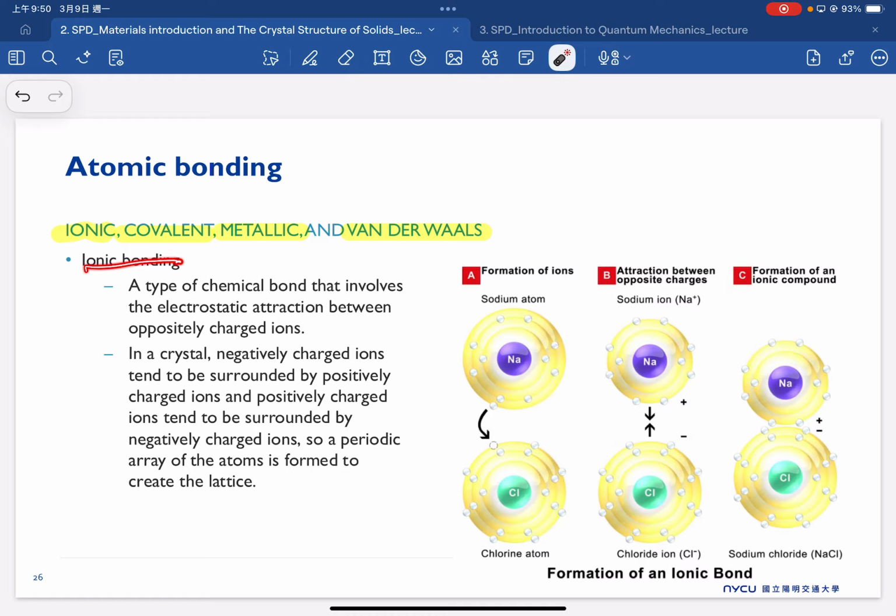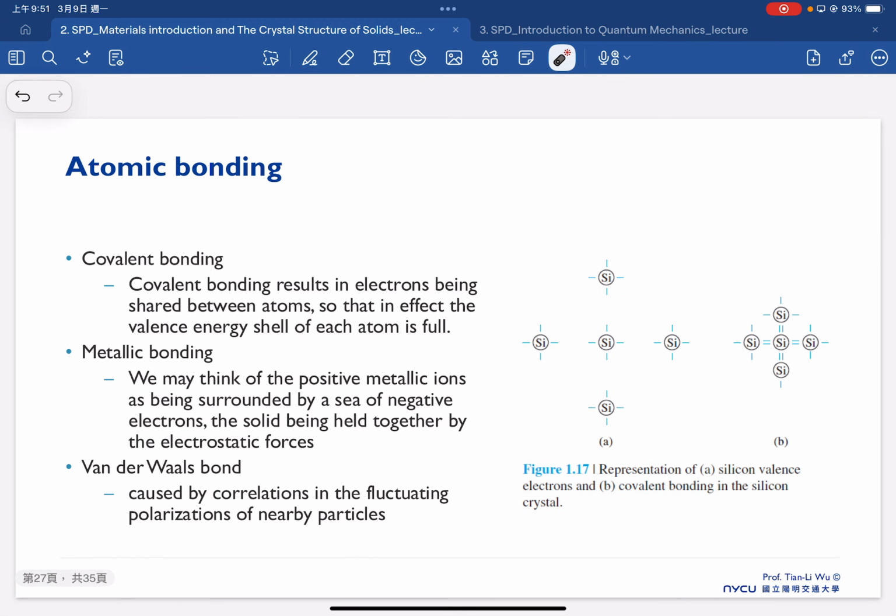So ionic bonding is a type of chemical bond that involves the electrostatic attraction between oppositely charged ions. In a crystal, the negatively charged ions tend to be surrounded by positively charged ions, and the positively charged ions tend to be surrounded by negatively charged ions. So a periodic array of atoms is formed to create the lattice. That's all you have to understand for ionic bonding. And the next one, which is more important for us, is what we call covalent bonding.